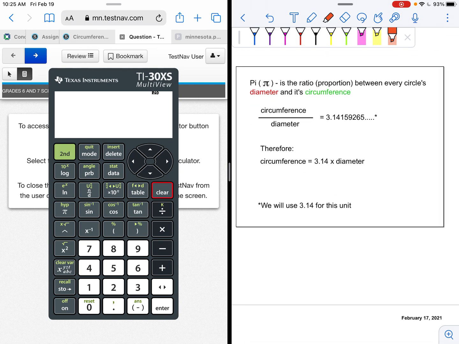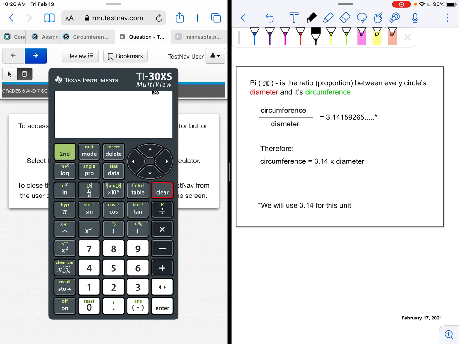So pi is a special number in math, and it is the ratio or the proportion between every circle's diameter and its circumference. So if I took any circle's circumference and divided it by its diameter, I would get this magical number pi. And so pi, remember, is an irrational number, which means it goes on forever, never stops, never repeats itself. So therefore, circumference is 3.14 times diameter.